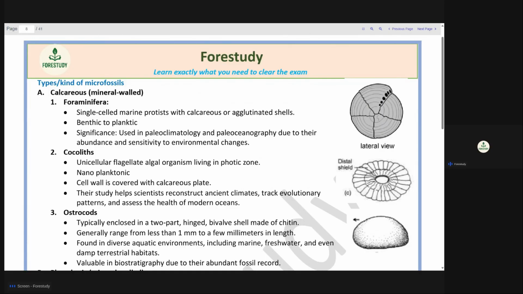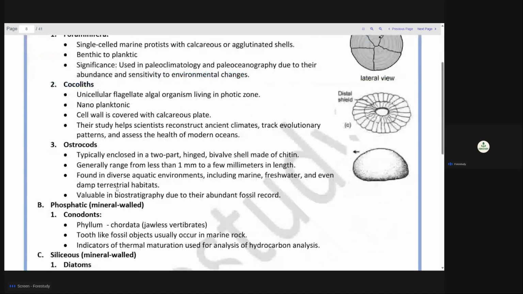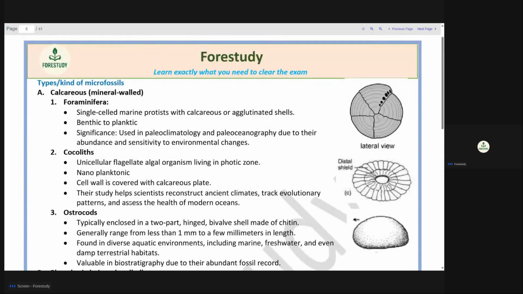We'll talk about foraminifera later on. We'll talk about ostracoda also. All those microfossils, this is just an introduction to different kinds of microfossils, and we'll talk about all those things one by one later on. So foraminifera is done. I'll show you a picture of foraminifera, how they look.